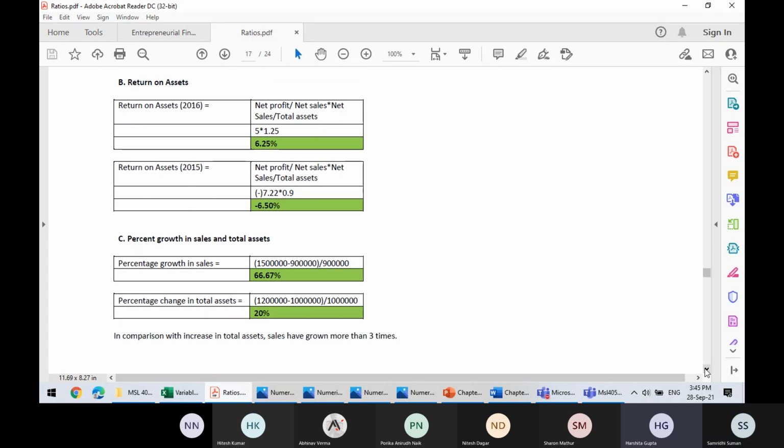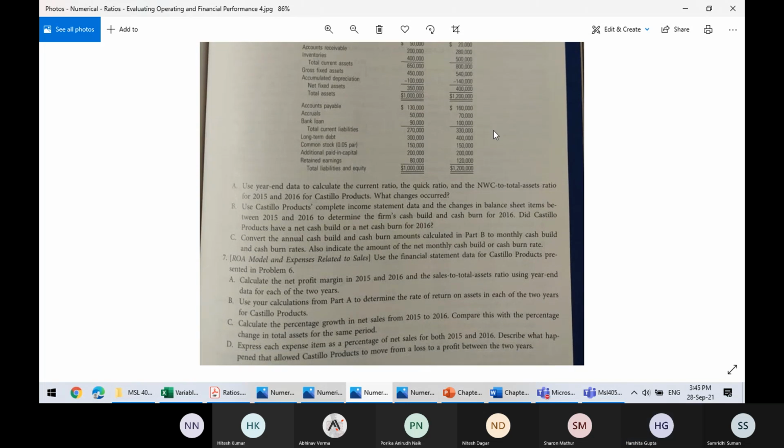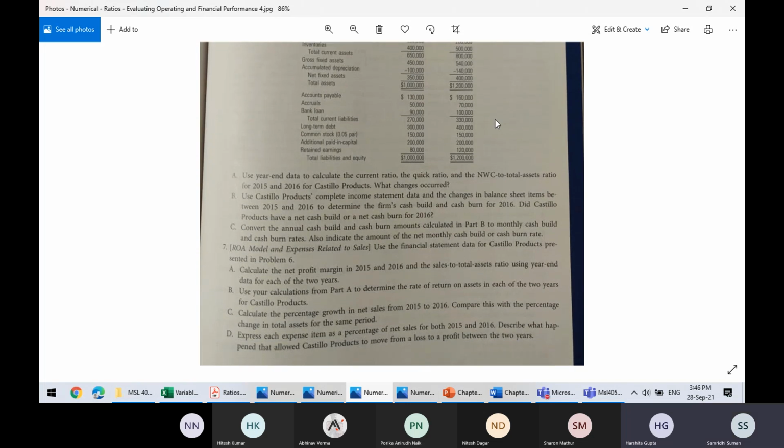Can you come back to the question, ma'am? Let's read the question first. In part B, we have calculated the ROA. Now in part C, calculate the percentage growth in the net sales from 2015 to 2016. Compare this with the percentage change in total assets for the same period. How will you calculate the percentage growth in net sales from 2015 to 2016? Anybody? Naman? It's a simple mathematical question. Hitesh?